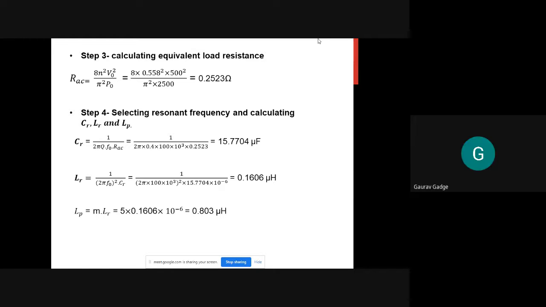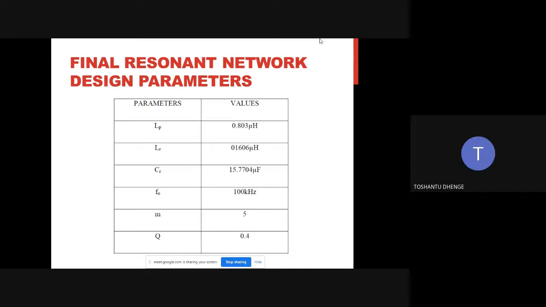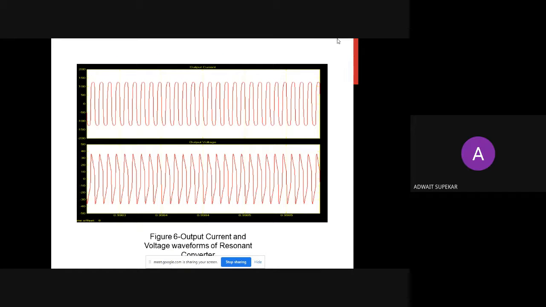Next. The table shows the parameters with the calculated values. Next. The given figure shows the nature of the output which we are getting through the resonant converter.